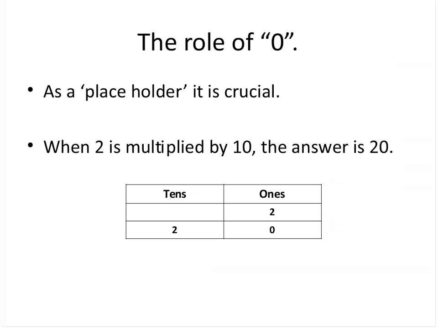In place value, the role of the 0 is really important. First, as a placeholder, it's crucial, and I think it's important for many of our learners to realize that the 0 doesn't just mean nothing, it actually means there are no 1s or 10s, etc. in that particular column. So when 2 is multiplied by 10, the answer is 20, and we use the 0 to indicate that we don't have any 1s at this stage.